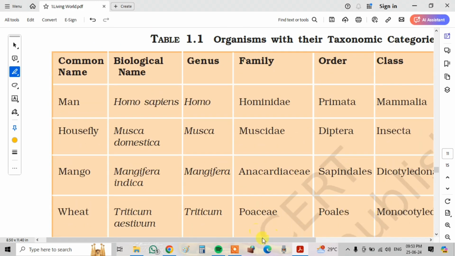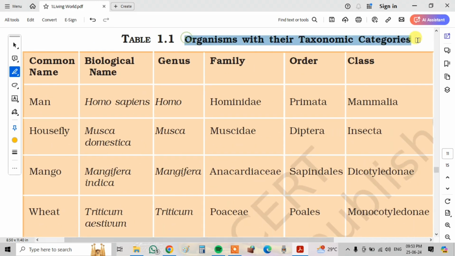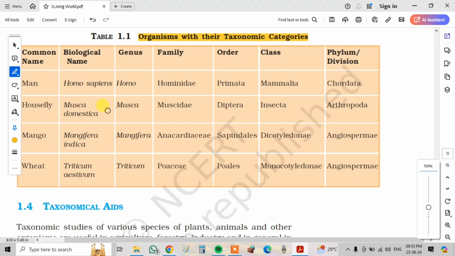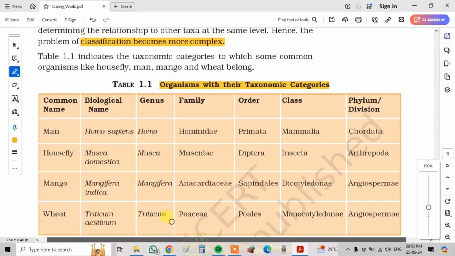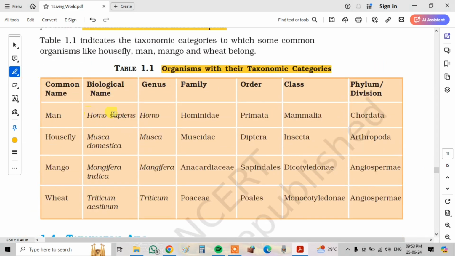You can see the table here. It shows organisms with their taxonomic categories. The examples here are man, housefly, mango and wheat. Man: biological name is Homo sapiens, genus is Homo, family is Hominidae, order is Primata, class is Mammalia, and the phylum is Chordata.